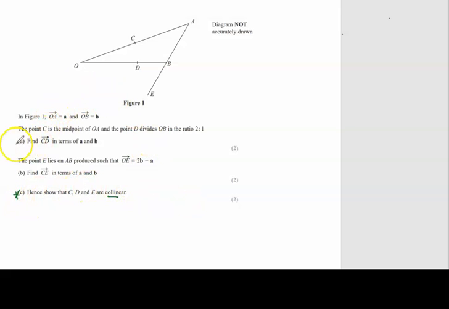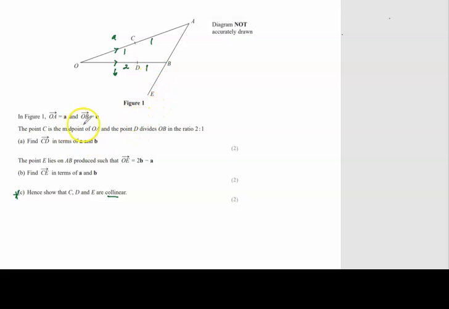We shall start off with part A, which is asking us to find CD, but before we go to that, let us look at the equation here. OA is a vector A, that means this vector here is a vector A, and then OB is a vector B, so this vector here is a vector B. C is a midpoint. C is the midpoint of OA. It means that this is 1 to 1, right? And then D divides OB in the ratio of 2 to 1. That means this is 2 to 1.